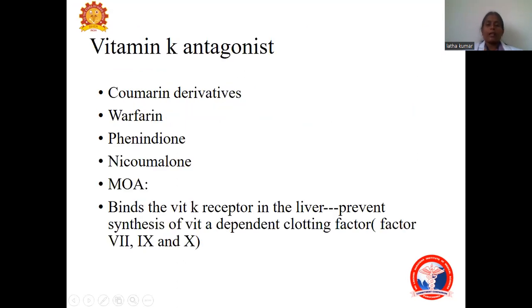So next, vitamin K antagonists. The anticoagulants that come under this category are coumarin derivatives, warfarin, phenindione, and acenocoumarol. Mechanism of action: it binds the vitamin K receptors in the liver and prevents the synthesis of vitamin K dependent clotting factors, mainly factors 7, 9 and 10.